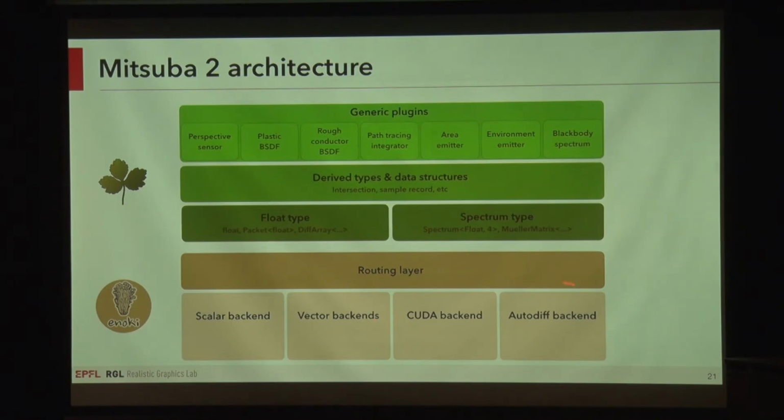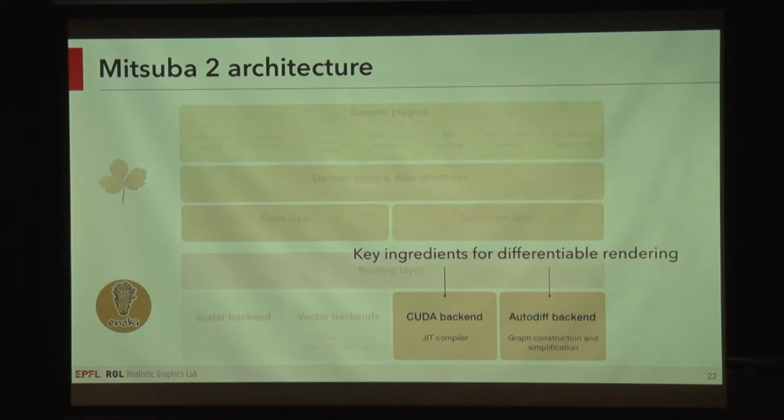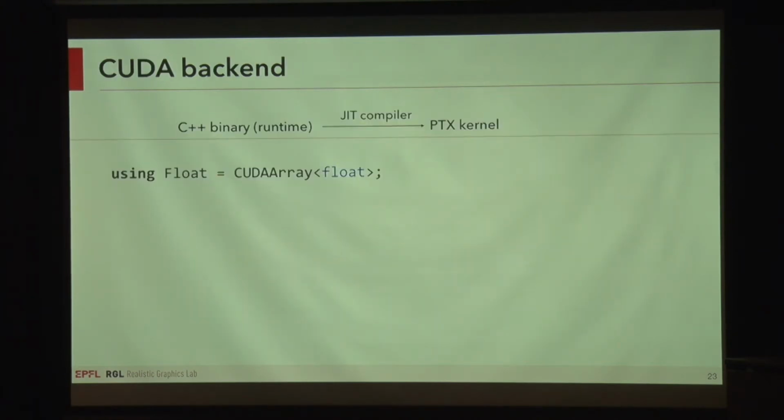I'll just give you a flavor of two particular parts. One is the CUDA backend, and one is the autodiff backend. This is actually what we use to implement this differentiable rendering. For the CUDA backend, our renderer is written in C++, and it uses floating point types to do all of the calculation. Here we use a special type provided by the Enoki library, called a CUDA array. It means the computation is stored on the GPU.